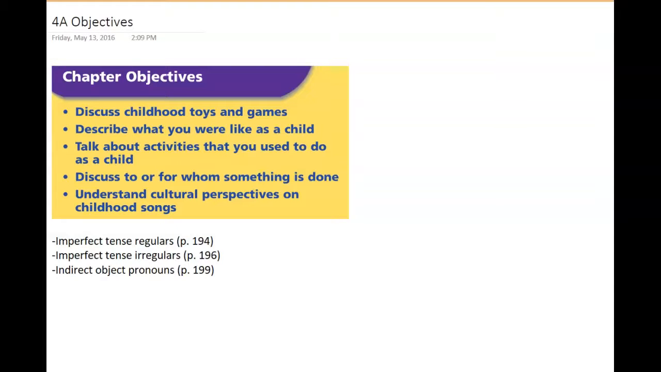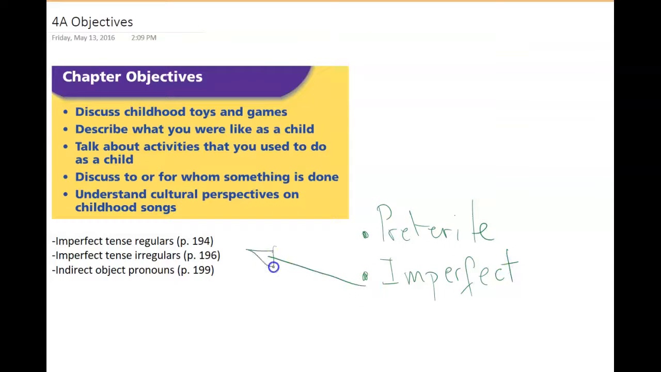It's chapter 4A, and as you can see, these are the objectives. We're going to talk about a second way of talking about the past. We have learned already that one way is called the preterite. Today, we're going to start talking about another way of talking about the past that's called imperfect. So we're going to talk about regulars and irregulars in the imperfect tense.